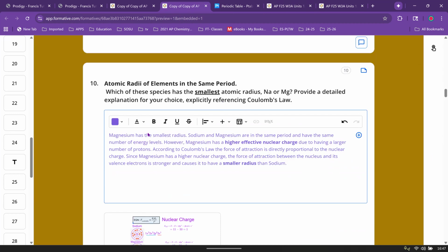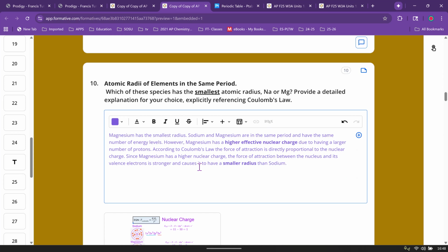So if we notice, I asked which of these species is the smallest, and what did I start off with my answer? Magnesium has the smallest radius. Is it any wonder what my answer is? Is anyone questioning that I think magnesium has the smallest radius? No. So anytime you're asked which species is the smallest or which substance is the largest, answer the question first and then go into your explanation. So magnesium has the smallest radius.